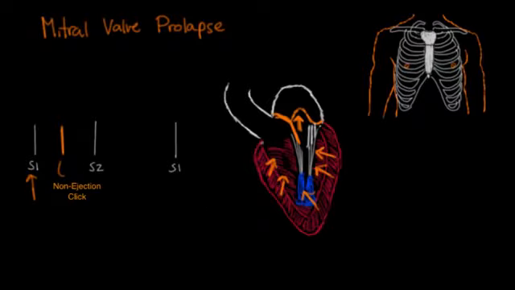Now this condition is also associated with mitral regurgitation, and so you can imagine if this valve kind of billows up here, there's probably some problems closing, and maybe it doesn't close completely correctly, and so you can get blood flow in here. And if that's the case, then after the click, you're going to have the murmur of mitral regurgitation. And so you'll get this.